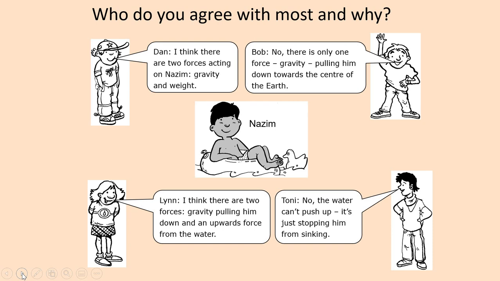Dan: I think there are two forces acting on Nazim. Gravity and weight. Bob: No, there is only one force. Gravity. Pulling him down towards the centre of the earth. Lynn: I think there are two forces. Gravity pulling him down and an upwards force from water. Tony: No, the water can't push up. It's just stopping him from sinking. Who do you agree with most and why?